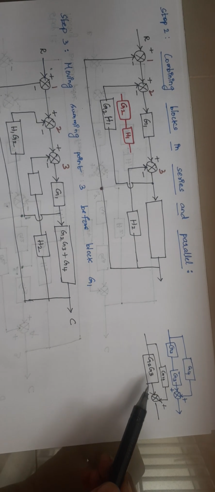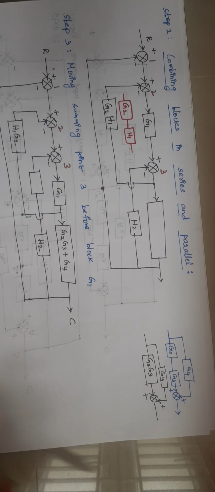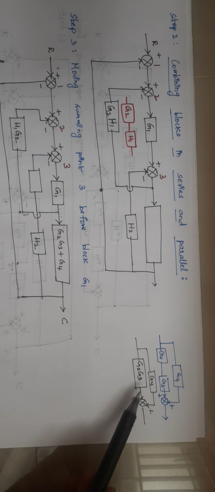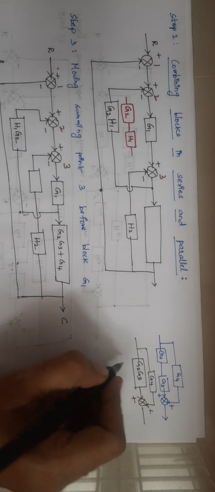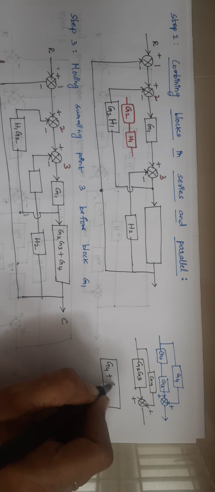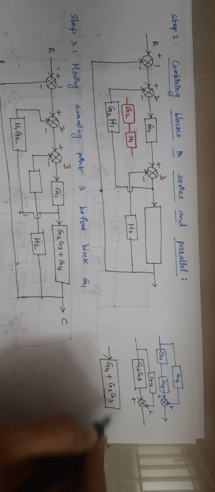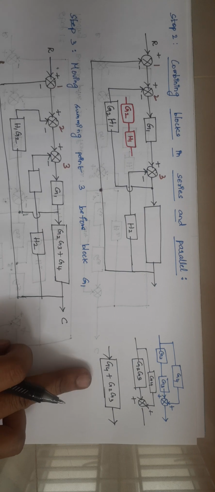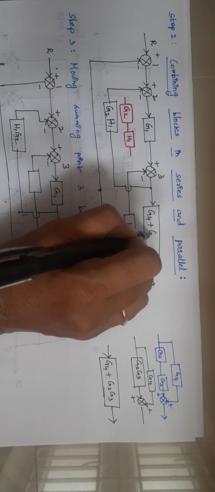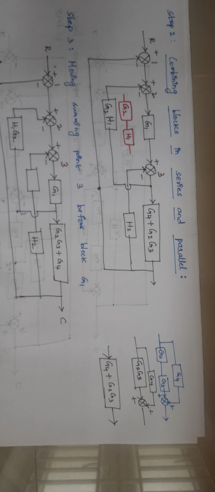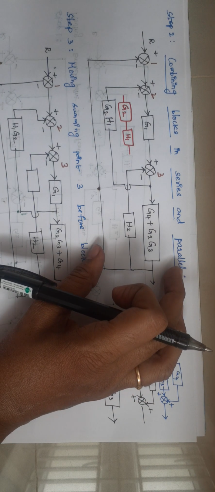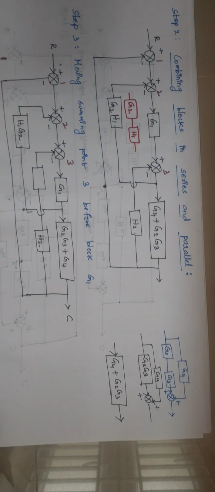Now carefully observe these two blocks. These two blocks are in parallel combination. When blocks are in parallel, our rule is we have to add the elements. So when you add, this gets reduced to a single block, that is G4 plus G2, G3, right? So this is our final answer. Just write this over here. So we will be getting G4 plus G2, G3. That's it. So this is our step number 2. Hope you all are clear with this, right? And now we are going to our step 3.